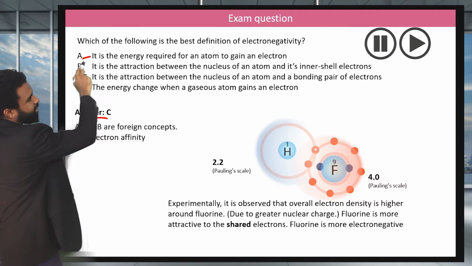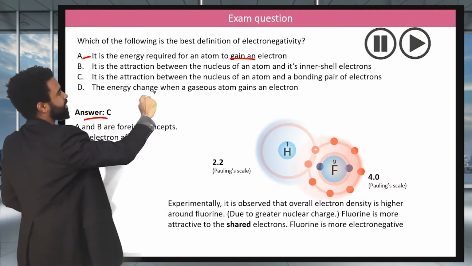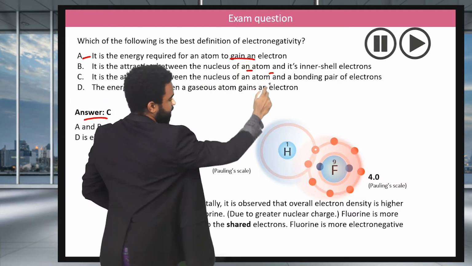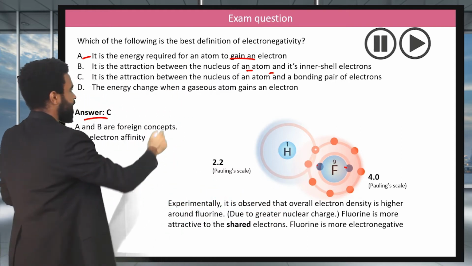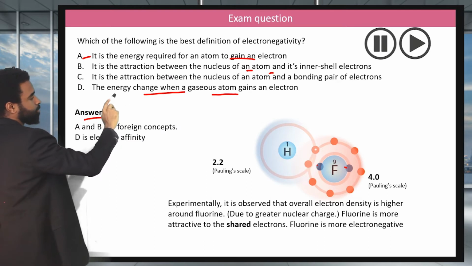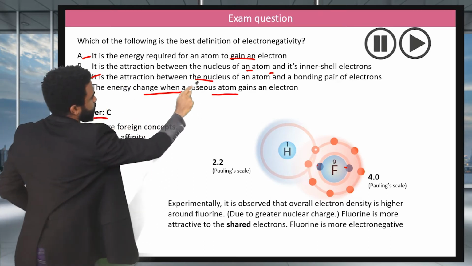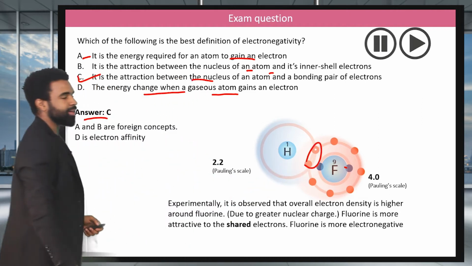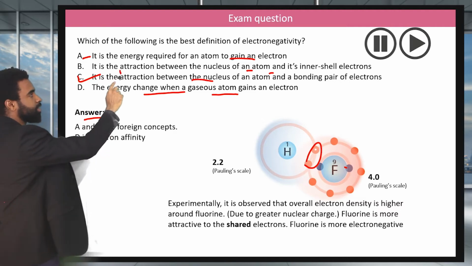So A, the energy required for an atom to gain an electron, we've never talked about anything like that. The attraction between the nucleus of an atom and its inner shell electrons, we haven't talked about anything like that. And this last one is the correct definition of electron affinity, which is not what we're talking about. So C is the answer. The attraction between the nucleus of an atom and a bonding or a shared pair of electrons. Okay, maybe I should have put relative here.